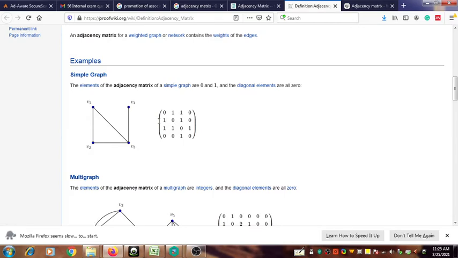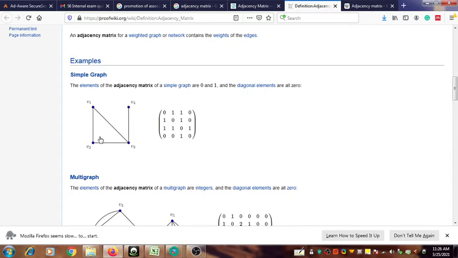adjacency matrix. In the adjacency matrix, how many vertices will be there? How many rows will be there? 4 rows will be there. First row will represent the first vertex, second row the second vertex, third row the third vertex, and the fourth row the fourth vertex. In the same way, the number of columns also will be 4. Each column will represent a vertex in the graph. We can take the vertices in the same order. Then v1 has the first column, v2 has the second, v3 has the third column, and v4 has the fourth column.